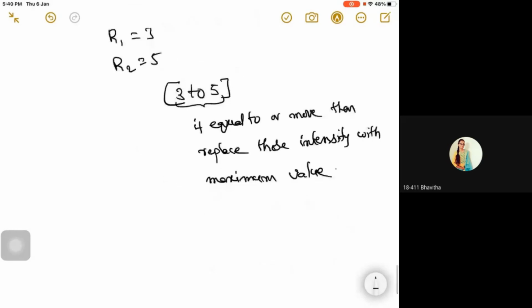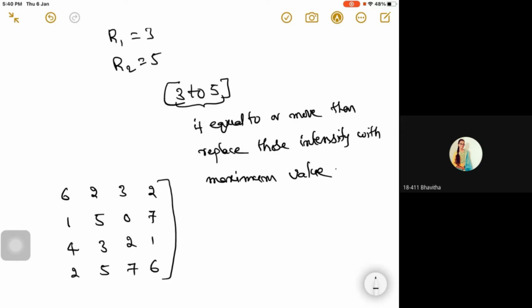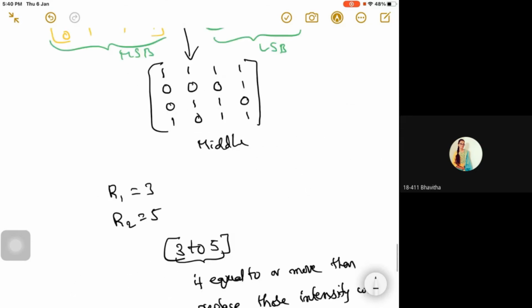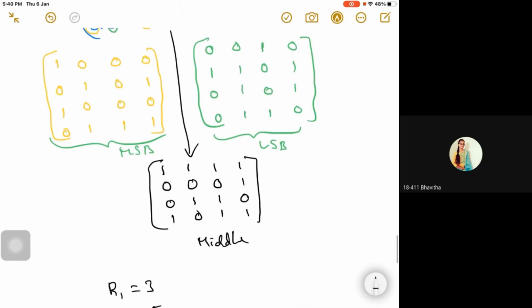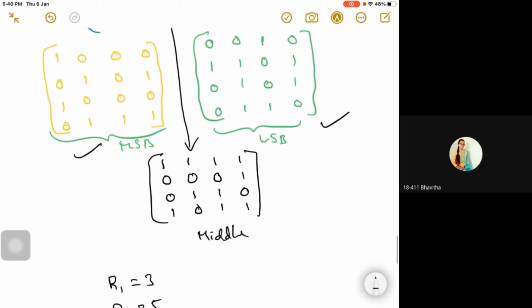Right? So let me write the given image one more time. The given image is 6, 2, 3, 2. The second row is 1, 5, 0, 7. The third one is 4, 3, 2, 1. And the fourth one is 2, 5, 7, 6. So this is the input, and already we have done bit plane slices. So this is the MSB plane, this is the LSB plane, and this is the middle plane.